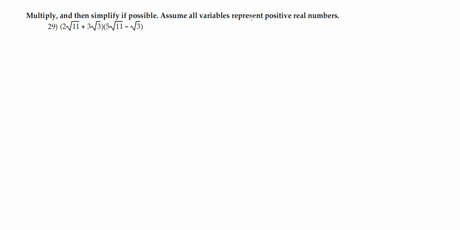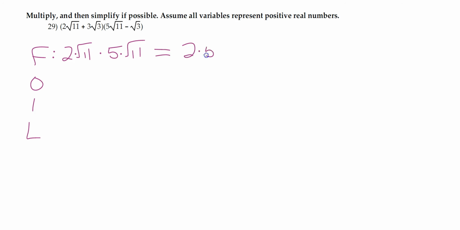All right, so multiply. We have a binomial and a binomial. So you FOIL. And I'm going to take my time. The first product is 2 square root of 11 times 5 square root of 11. Now everything's multiplied in here, and we have the commutative property of multiplication that allows us to write the 2 and the 5 next to each other, and the square root of 11 and the square root of 11.